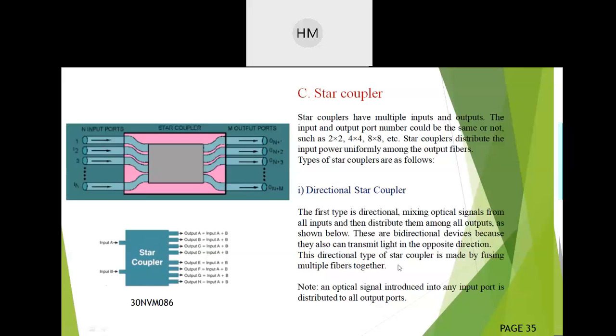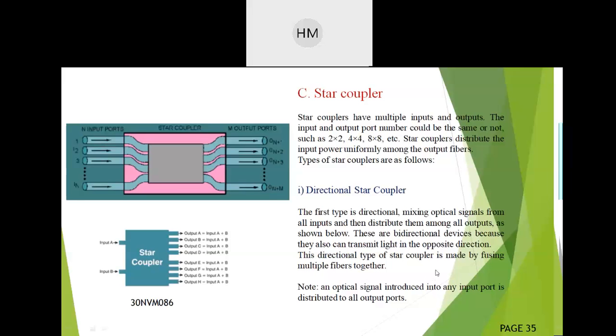This directional star coupler is made by fusing multiple fibers together. In your previous old syllabus, they had fusions, splicers, and many more topics were added in that syllabus. The fusing of two optical fibers means we are combining these two fibers, melting the ends and then fusing them. So that is fusing multiple fibers together.